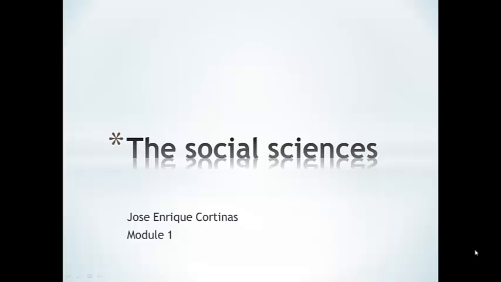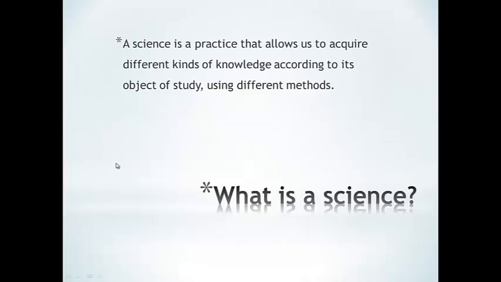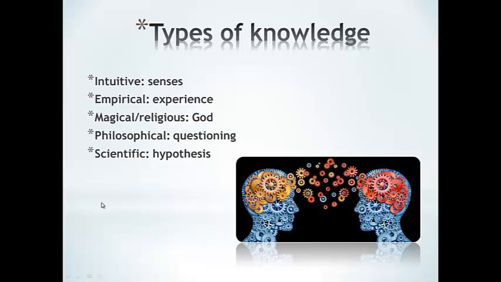So, the first one is: what is a science? For me, a science is a practice that allows us to acquire different kinds of knowledge according to its object of study, using different methods. The types of knowledge I'm talking about are these ones.